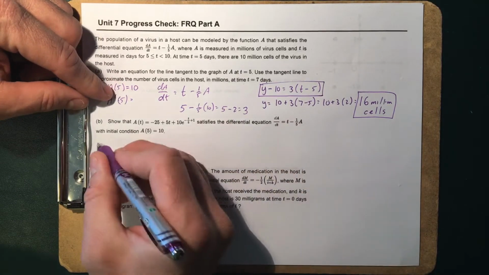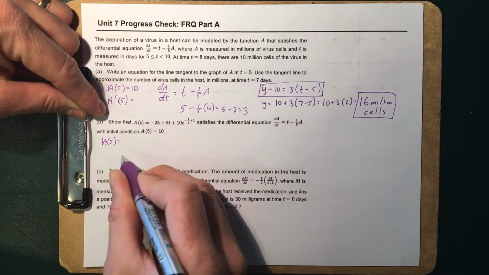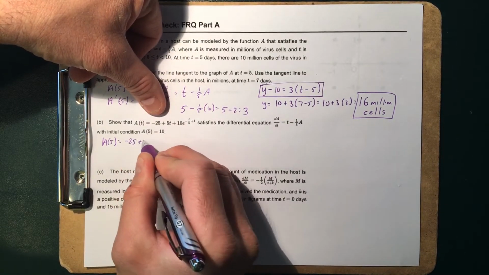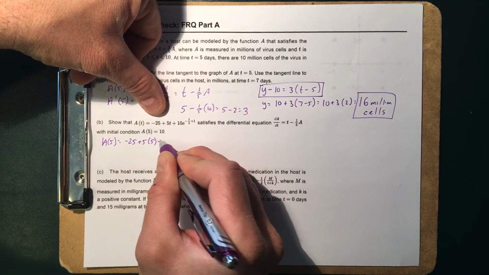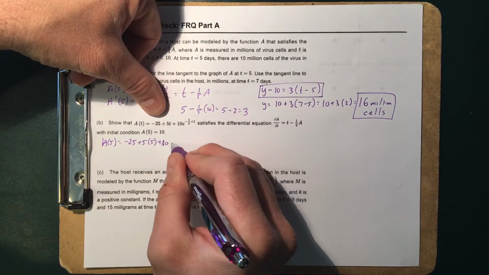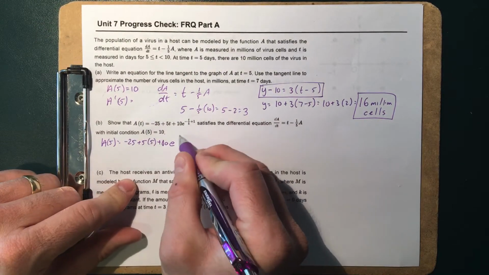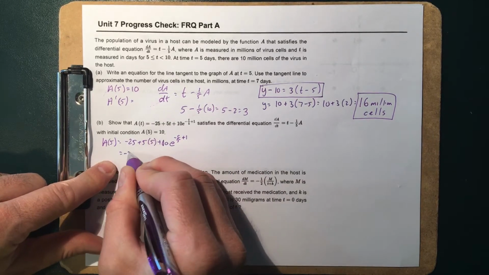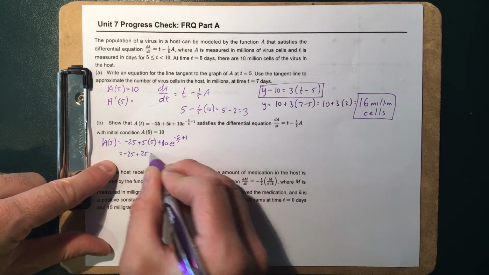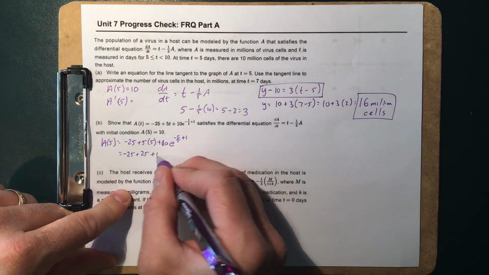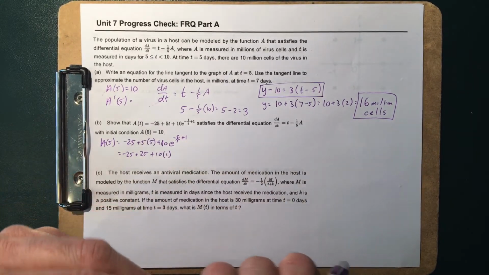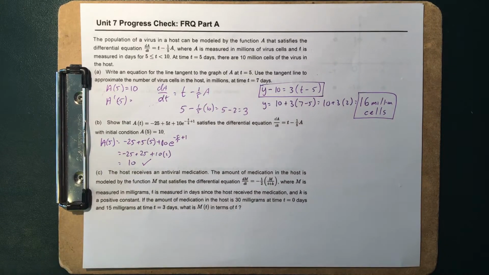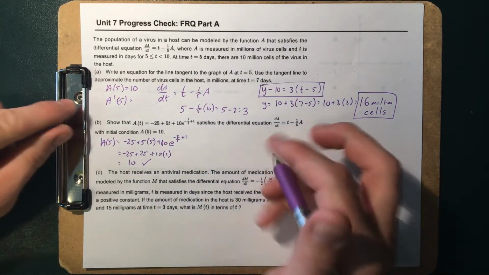So let's find out both. First of all, let's make sure that when I stick in a 5, I actually do get 10. So I'm going to go negative 25 plus 5 times 5 plus 10 e to the, now this is kind of cool, the negative 5/5, which is negative 1, plus the 1 will be e to the 0. So negative 25 plus 25 plus 10 times e to the 0, which is 1. So I've got 0 plus 10, which is 10. Check.